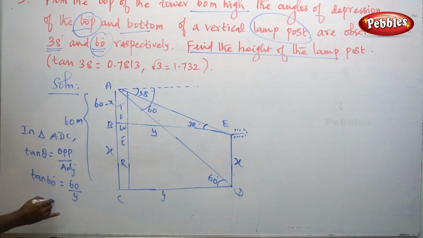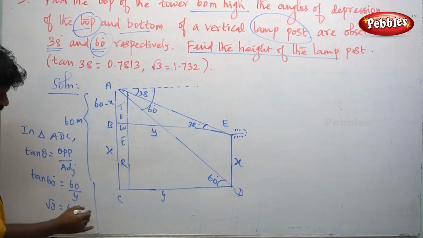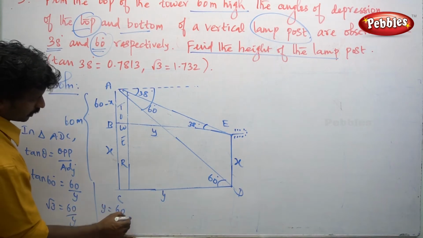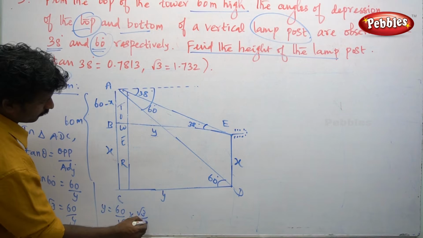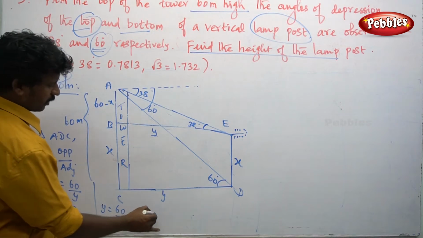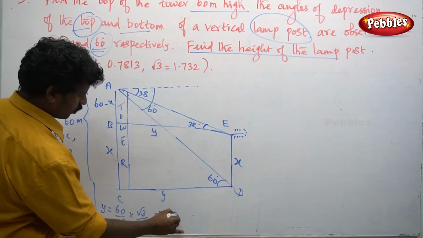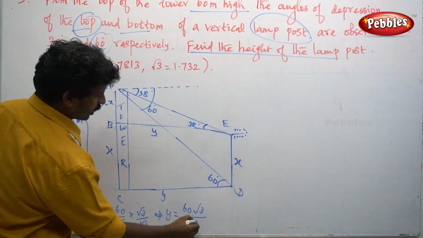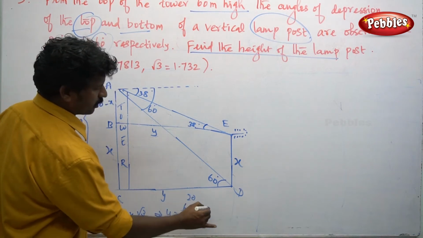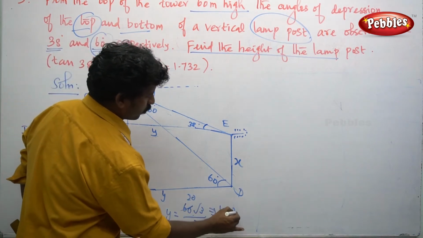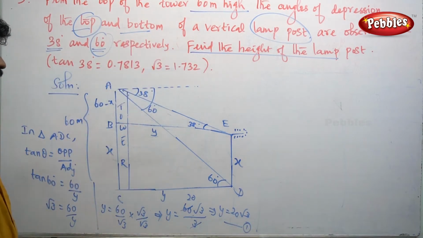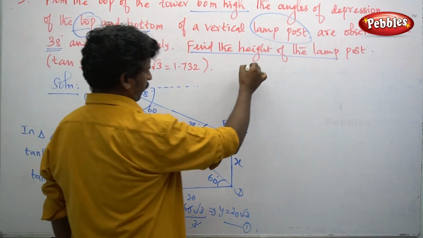Tan 60 degree root 3 is equal to 60 by y, which implies the y is equal to 60 by root 3. இப்போ இந்த conjugate value இப்படி multiple பண்ணலாம், numerator with the denominator. This implies the y is equal to 60 into root 3, this is root 3 into root 3, 3. Cancel பண்ண 20, which implies y is equal to 20 into root 3. This is equation 1. இப்போ அடுத்து இந்த triangle எடுக்கிறேன்.